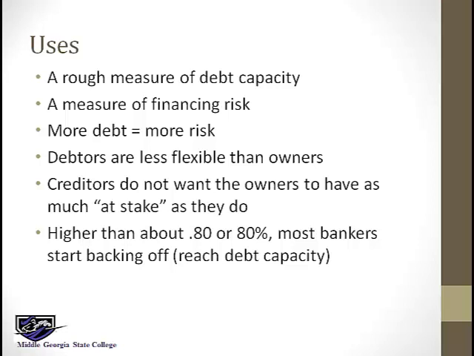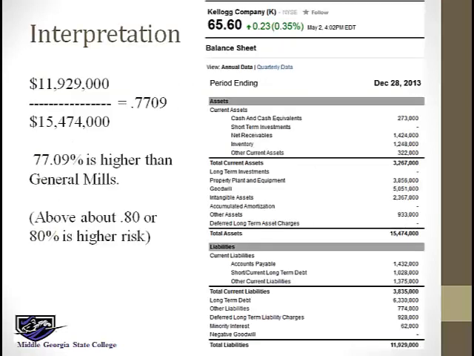Let's go find a competitor and compare General Mills to Kellogg's. If I go to yahoo.com and I go into the finance section and look up General Mills and click on competitors, it'll give me Kellogg's as their competitor. So I went and got Kellogg's balance sheet and I computed here. I took their total liabilities and divided by their total assets, and I get 0.77.